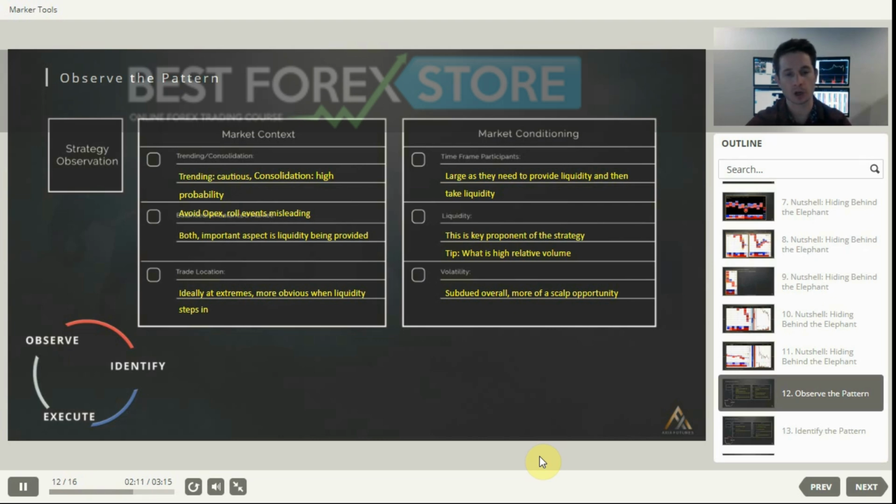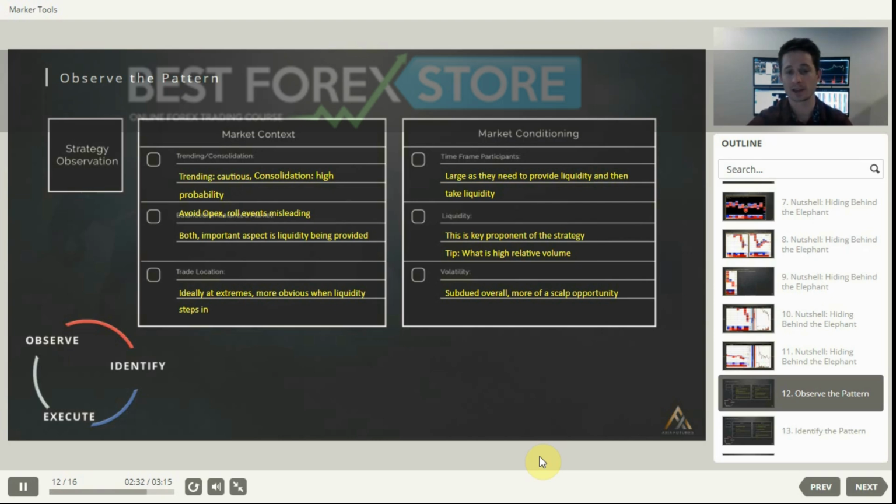Okay, now in terms of market conditioning, some of the time frame participants you can expect to see are going to be large, to provide that kind of liquidity. You do need to be a relatively influential, large participant. Ultimately, they are initially providing liquidity before taking it. So that sort of size can only really be a large time frame participant.